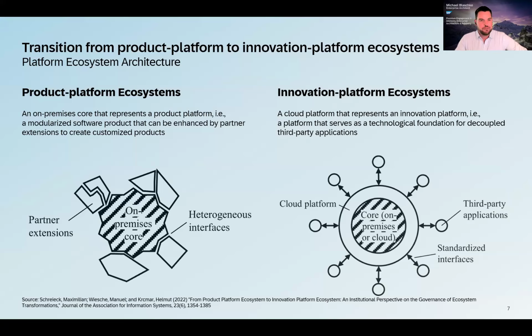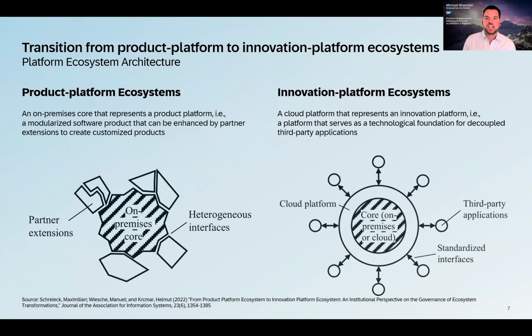So let's at least schematically visualize what this transition is actually about. The fundamental shift from product platforms to IPEs is like moving from a fixed puzzle where pieces only fit exactly one way to, on the right side, a flexible building system where components can connect in countless creative combinations, which then allow for generativity. So let's focus briefly on the left side, the old way, product platform ecosystems.